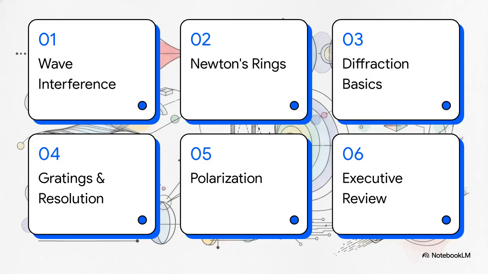Here's our roadmap for today. We'll kick things off with wave interference, move through massive historical milestones like Newton's rings and Fraunhofer diffraction, explore gratings and resolving power, and then hit polarization basics. Finally, we'll wrap the whole thing up with a quick executive review.